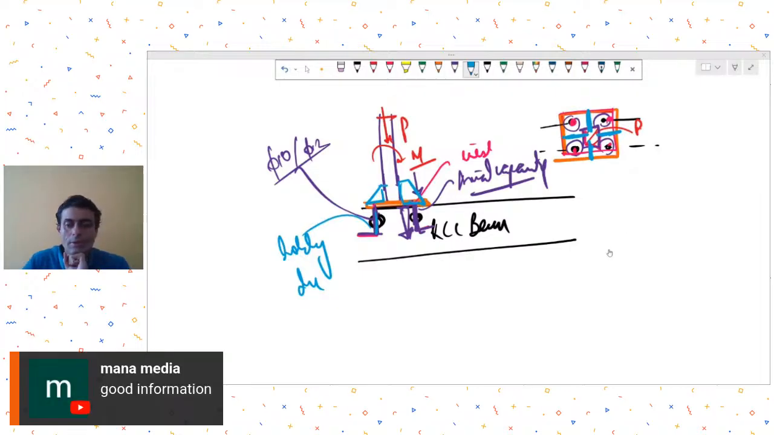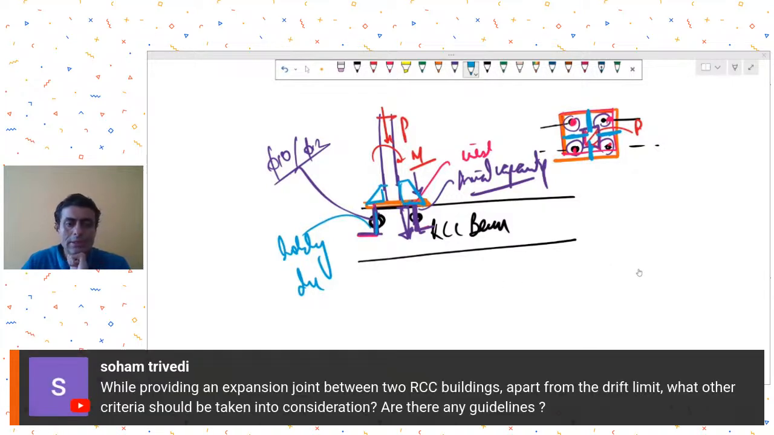Mana Media is saying good information. Good, thank you. Mr. Soham Trivedi is saying, while providing an expansion joint between two RCC buildings, apart from the drift limit, what other criteria should be taken into consideration? Are there any guidelines?